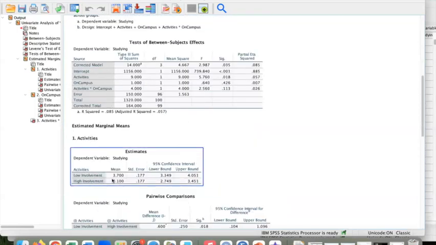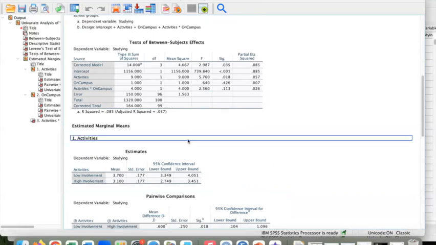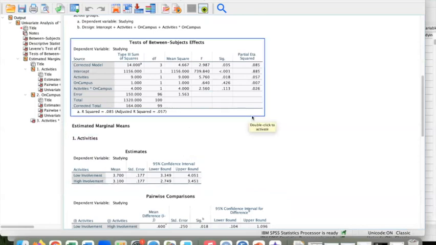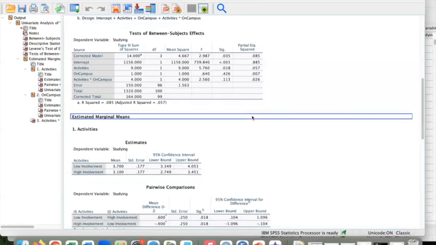So as the output shows, only the difference between whether students were considered low involvement in extracurricular activities or high involvement had a significant difference in the hours of studying. Whether or not students lived on or off campus did not have a significant difference, and there was no interaction between activities, how involved students are, and whether they lived on or off campus. And to give the direction of the difference, again, those who were low involvement studied for significantly more hours than those who were highly involved in extracurricular activities.